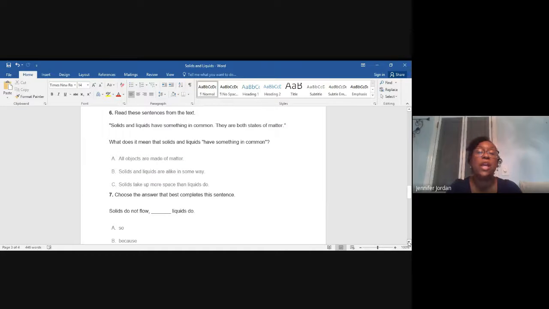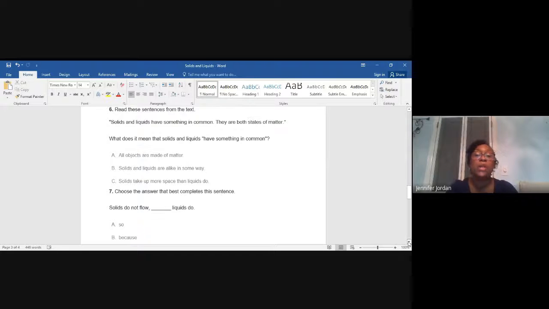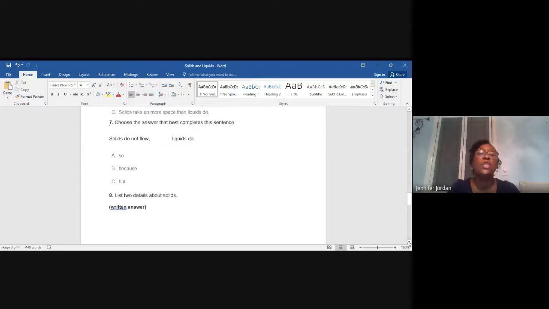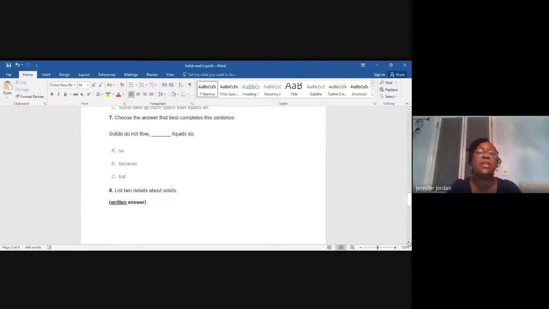Okay. A, all objects are made of matter. B, solids and liquids are alike in some way, or C, solids take up more space than liquids do. Mark your answer now. We're on number 7. Choose the answer that best completes this sentence. Solids do not flow, blank, liquids do. A, solids do not flow, so liquids do. B, solids do not flow because liquids do. C, solids do not flow, but liquids do. Okay, choose your answer now.